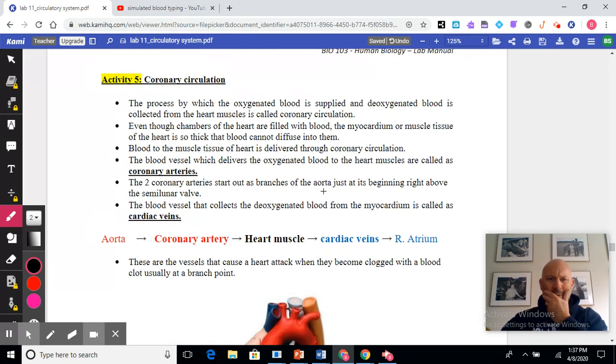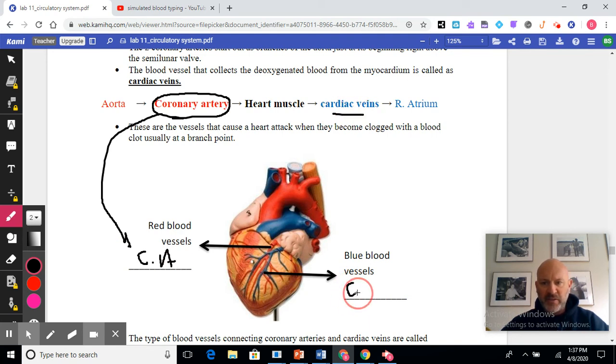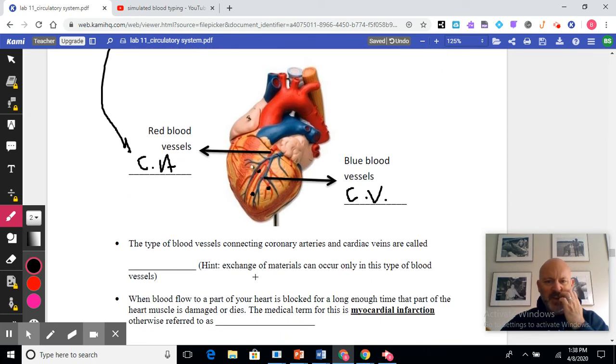Okay. The red blood vessels are the coronary arteries, right? The blue ones are the cardiac veins. If these blood vessels get clogged somehow with fatty deposits, well, the result of that would be a heart attack, right? Or myocardial infarction, they call that down here.